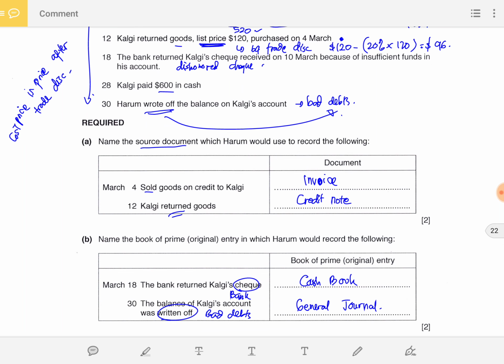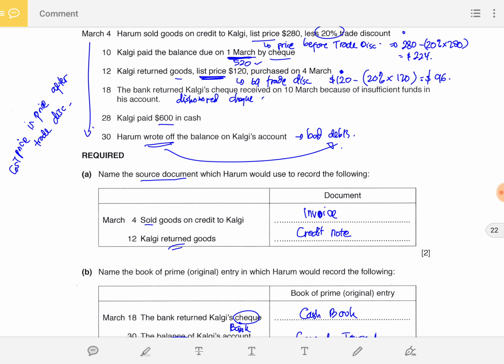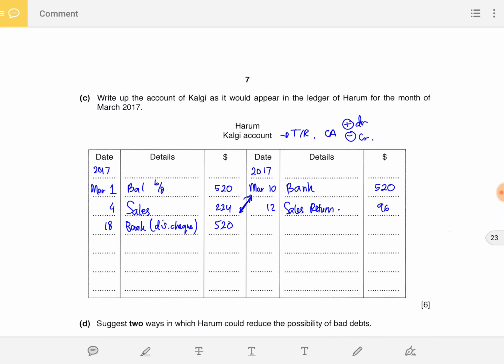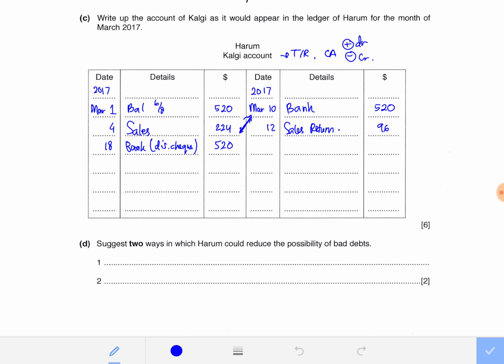March 28, Kalgi paid 600 in cash. And on the 30th, wrote off the balance of Kalgi's account. Paid using cash, not using bank. About 600. Then the rest of the amount will be recorded as bad debts.